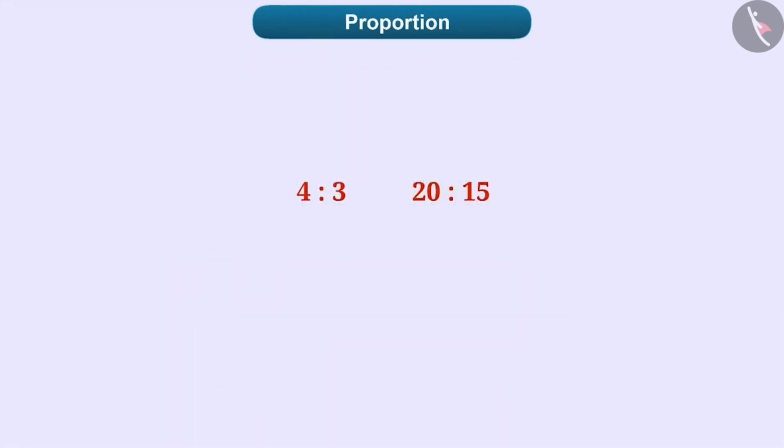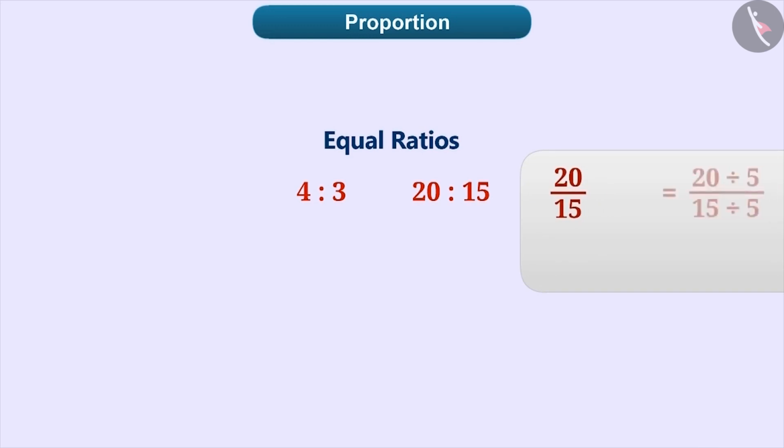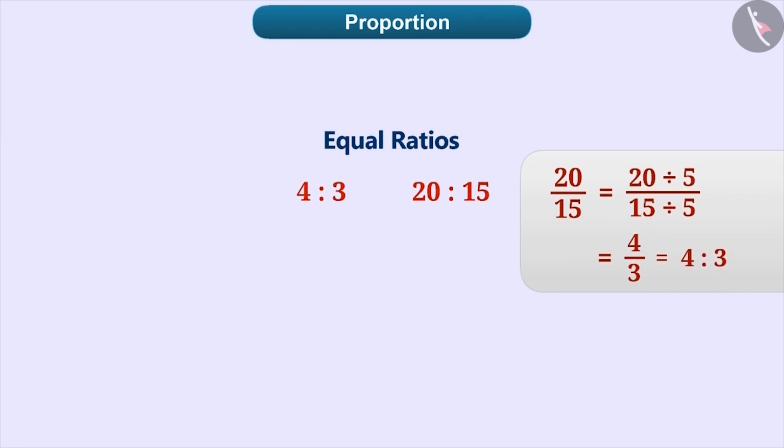Are the ratios 4:3 and 20:15 equal? Think a little. Absolutely correct. If we divide the numerator and the denominator of 20:15 by 5, then we get the ratio 4:3. Therefore, we can say that 4:3 and 20:15 are equal ratios. That means they are in proportion. So, we can write the proportion in this way. 4:3 is equal to 20:15, or 4:3 is proportionate to 20:15.